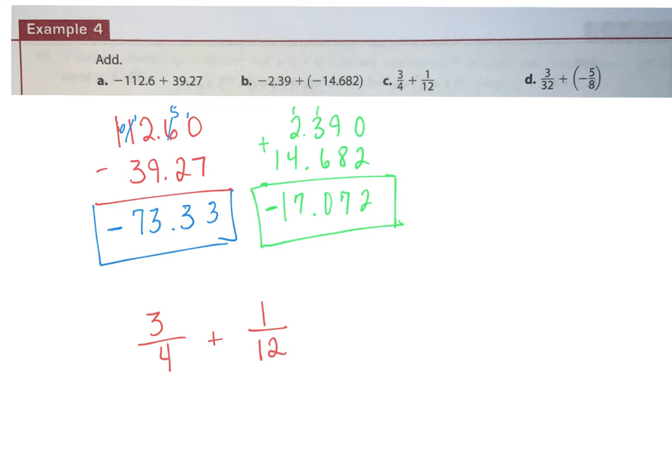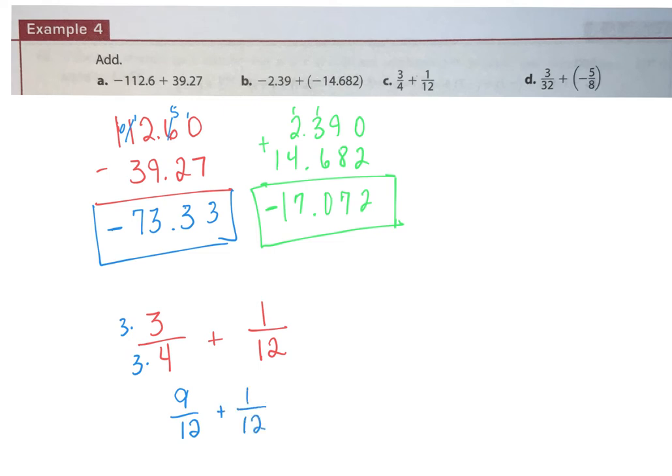So I'm starting with 12. Does 4 go into 12? Yes. It does. How many times? 3. And so that's what I'm going to multiply by, right? Top and bottom by 3. We're just getting a common denominator. Yep, so 9/12. I have 9/12 plus 1/12.